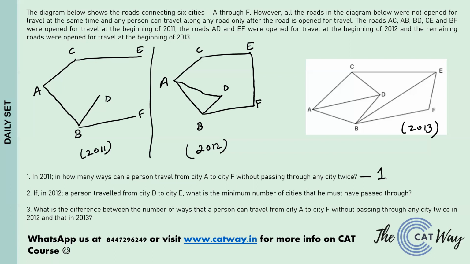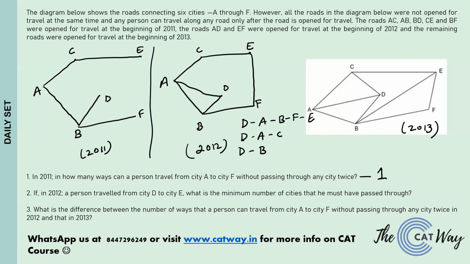Come to question number 2. If in 2012 a person traveled from D to E, what is the minimum number of cities that he must have passed through? If a person starts from D, he has two options, either to go to A or to go to B. Once he has reached A, he again has two options, either to go to B or to go to C. If that person goes to B, he cannot go to D again because we cannot cross any city twice. So the only option is going to F and then going to E.